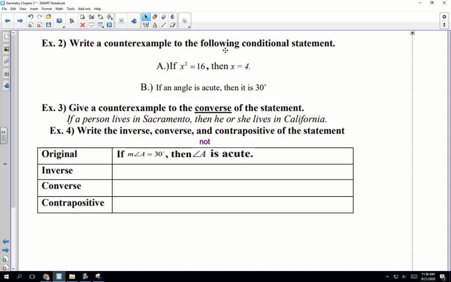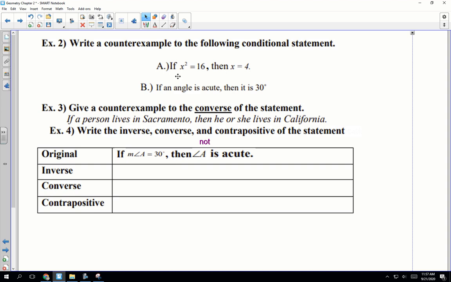All right, let's look at example 2 together. In this scenario, we're going to write a counterexample to the following conditional statement: if x squared is equal to 16, then x is equal to 4. I want you to think about a counterexample. Is there a number out there that when I square it could equal 16 that is not 4? Anytime we're looking at numbers and want to think of counterexamples, as we talked about last week, we want to think about zeros and negatives and fractions.